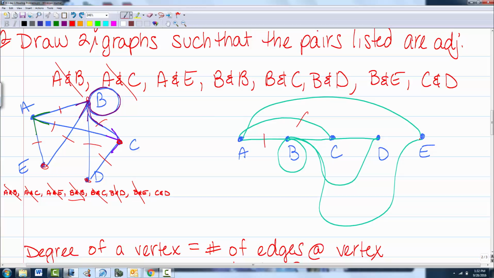And so on and so on and so forth. So there's A to E. There's B to B. Just marking off what's been listed here. I do need a direct link from B to C, so that is that one. I do need a direct link from B to D. This is not B to D. That's B hitting C, then C going to D.